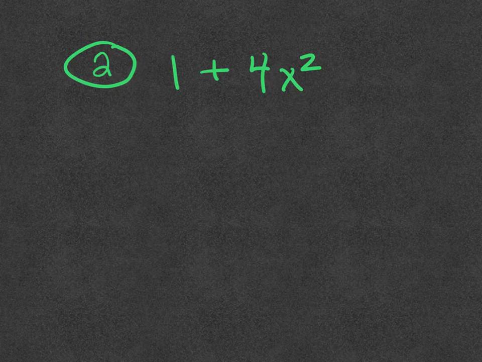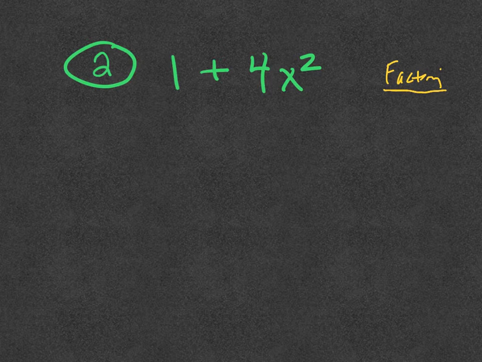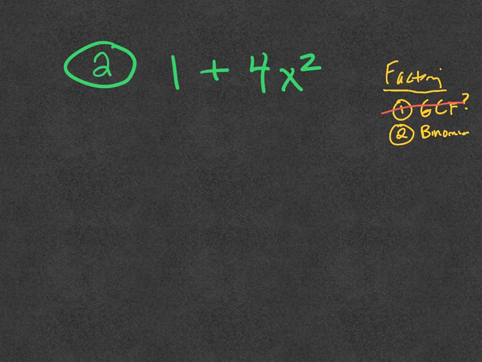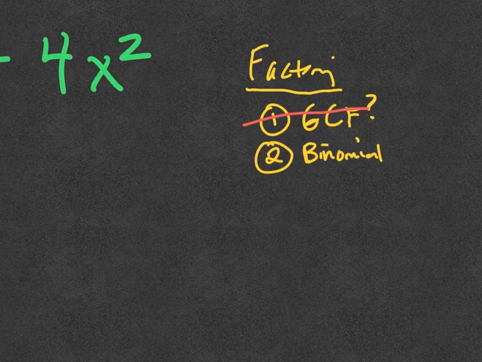Number two, 1 plus 4x squared, so factoring. Greatest common factor. So you want to see, you can't take x out of both. 1 and 4, we don't have a common factor there that we'll take out. And then second, you want to notice it's a binomial. A lot of the problems in this section will be binomials.